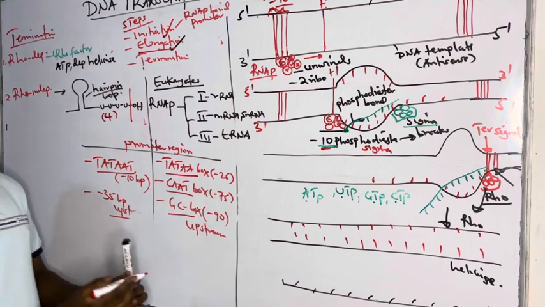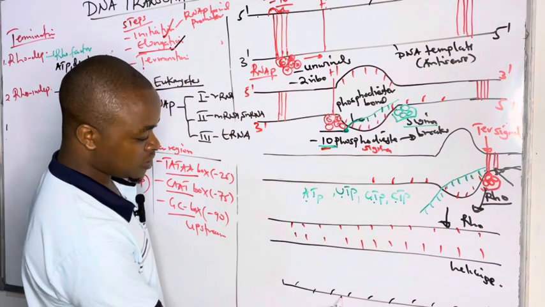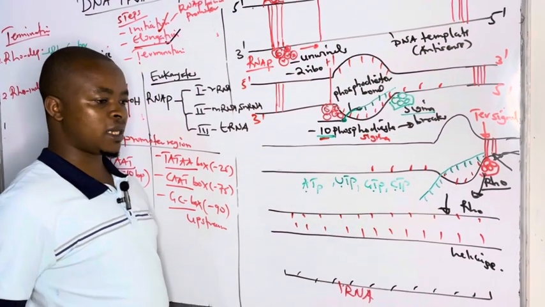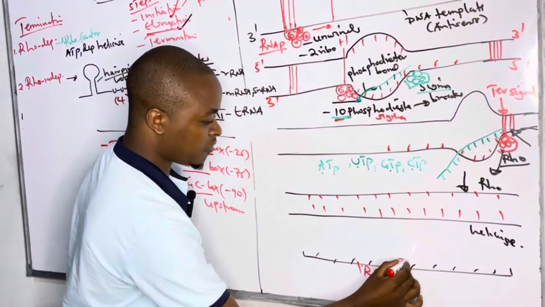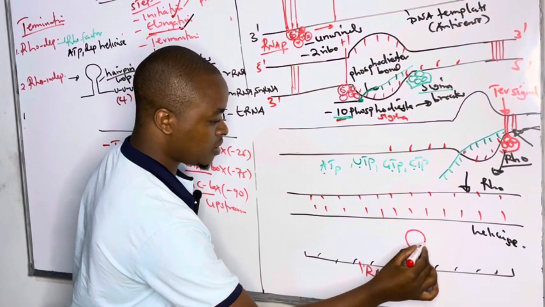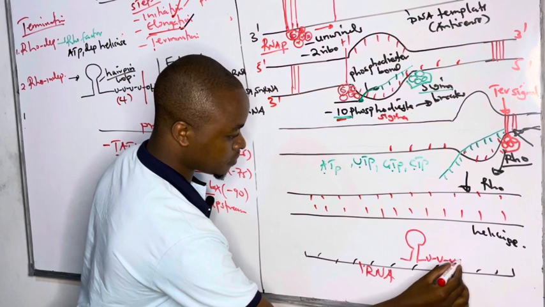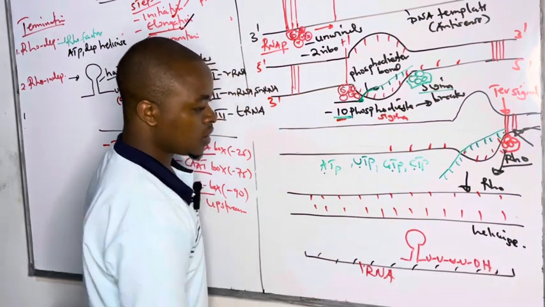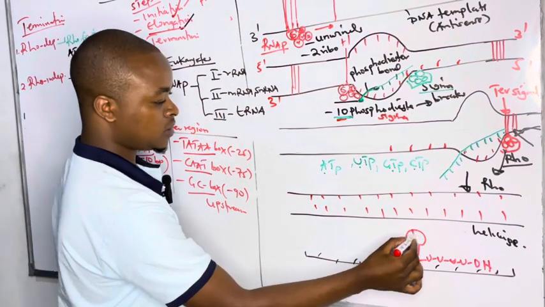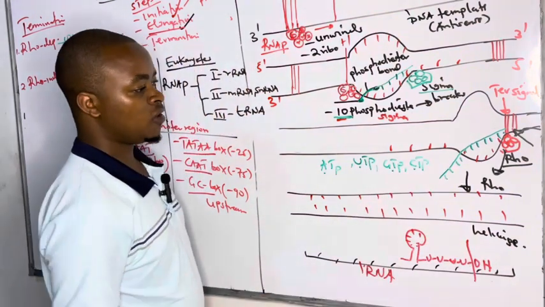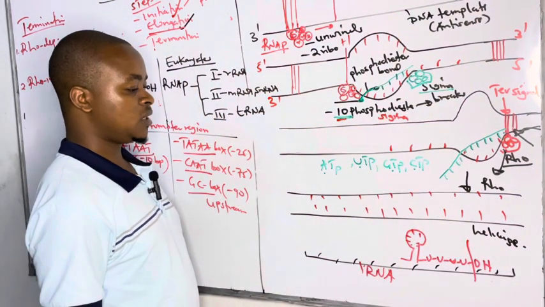After forming this hairpin loop, this newly synthesized RNA strand forms a hairpin loop ending with 4 molecules of uracil. And when it is formed, it initiates the termination of the elongation step.